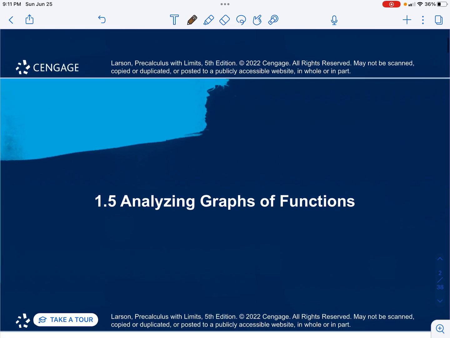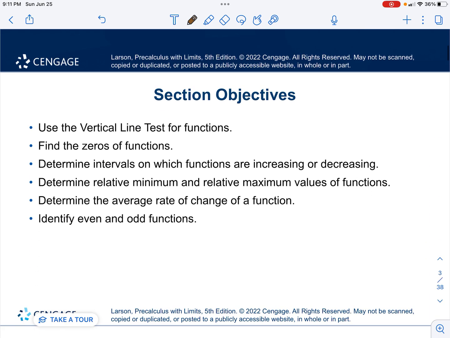Chapter 1, Section 1.5, Analyzing Graphs of Functions. Here are our section objectives.